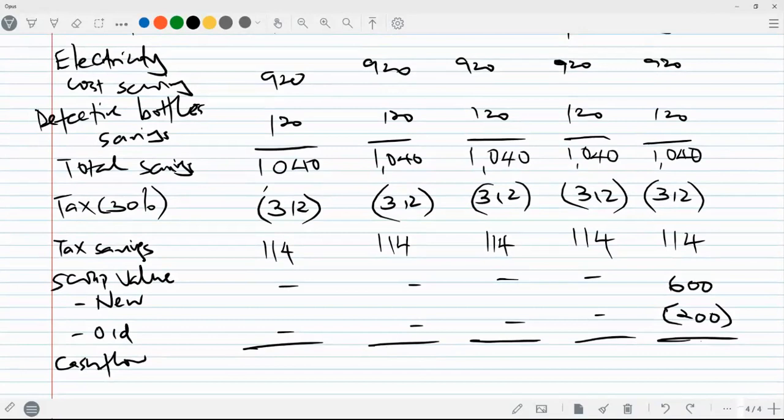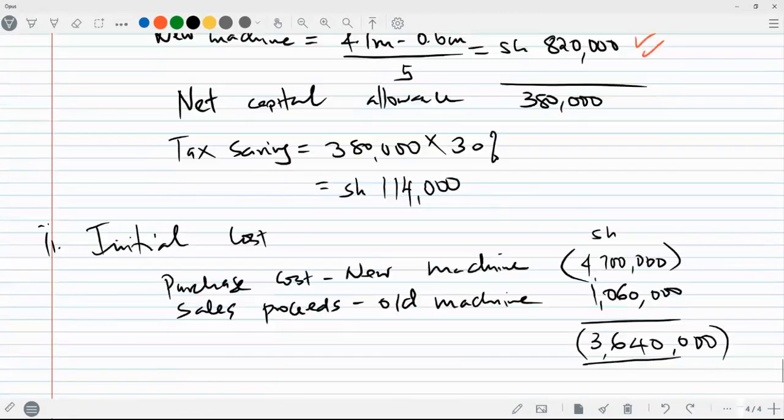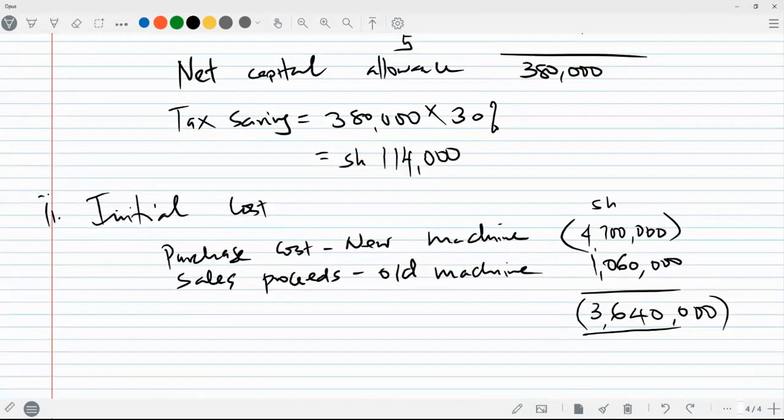Why, on the initial cost, is it a negative? It's a negative because you're paying. Don't forget the new machine. Do you pay for the new machine? Yes. That's why it's a negative here. Now, with the old machine, you're going to go to the market and sell the machine, so you get money. That's why this is a positive. So the net amount you'll be required to spend is 4.7 minus 1060.